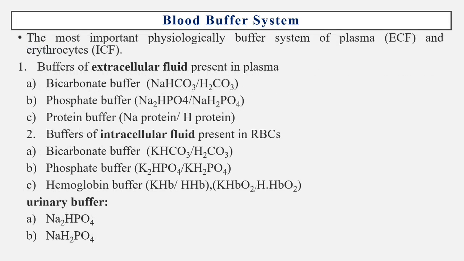These are the different types of buffers in plasma and erythrocytes. Buffers of extracellular fluid present in plasma are the bicarbonate buffer, phosphate buffer, and protein buffer. Buffers of intracellular fluid present in red blood cells are the bicarbonate buffer, phosphate buffers, and hemoglobin buffers. Then the urinary buffers are disodium hydrogen phosphate and sodium dihydrogen phosphate. These are the urinary buffers. Urinary buffers are examples of phosphate buffers.